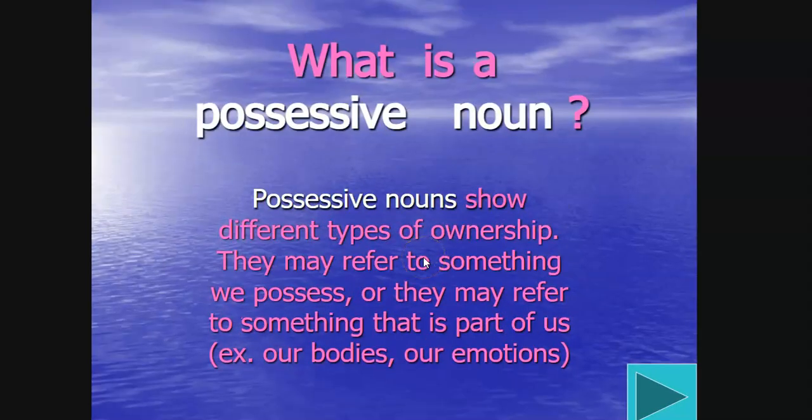Possessive nouns, yeah? What are possessive nouns? Possessive nouns show different types of ownership. They will refer to something we possess, or they may refer to something that is part of us, for example, our bodies, our emotions.